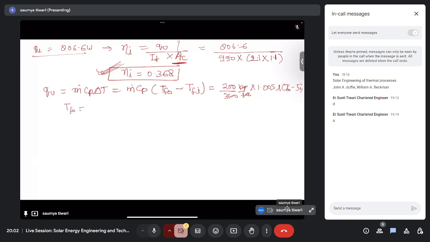That will come to be 64.45 degrees Celsius. So we have now also calculated the fluid outlet temperature. What else can we calculate for this given solar air heater? We can also calculate the drop in the pressure. If you remember, for that we have to calculate the friction factor, and from the friction factor we'll calculate the change in the pressure, right?